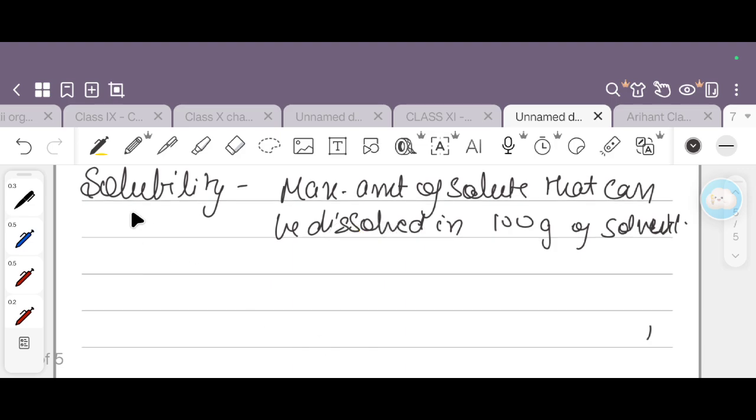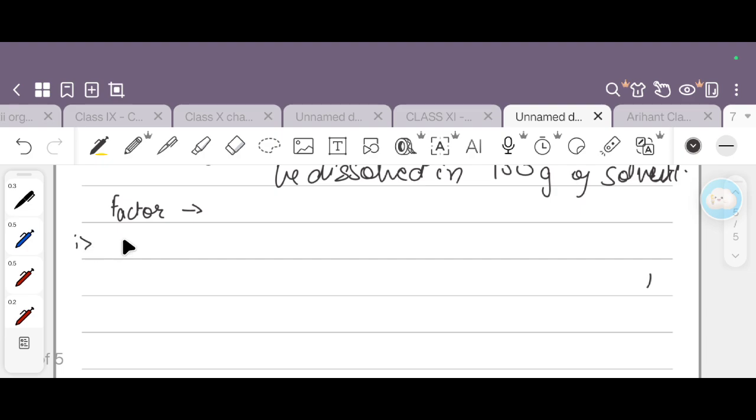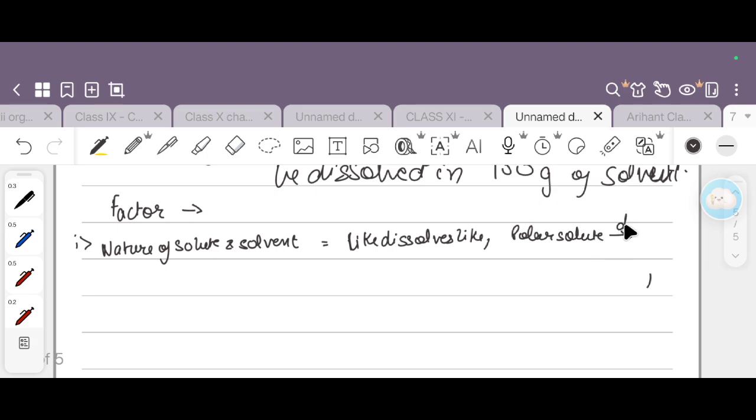Next, what are the factors affecting solubility? First is the nature of solute and solvent. Polar solutes will be dissolved in polar solvents. Like dissolves like.